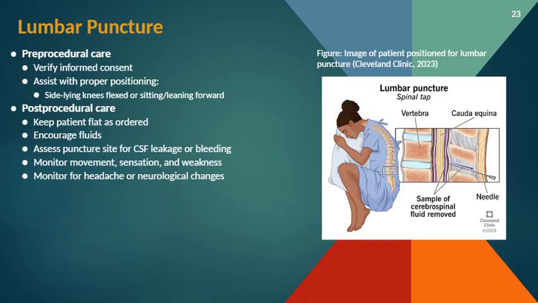Next, assist the patient with positioning, which is critical to the success of the lumbar puncture. The two common positions are side lying with the knees drawn toward the chest, also called the fetal position, and sitting while leaning forward over a pillow. Both positions help widen the spaces between the vertebrae, allowing easier needle insertion, usually between L3, L4, or L4, L5, where the spinal cord is no longer present and only the cauda equina remains.